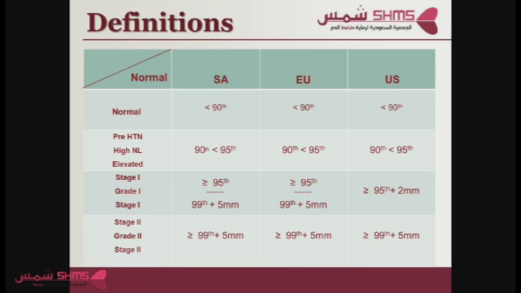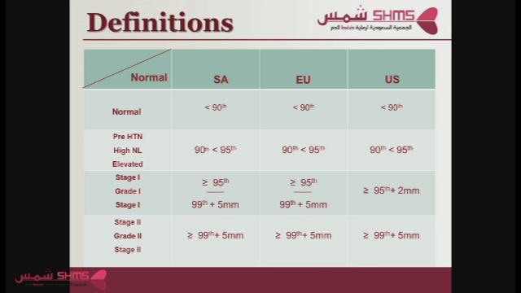So we will start, as usual, with definition. And I mean to put it because there is a big confusion in the terminology. We have polyterminology in different guidelines. In American, for example, they changed from pre-hypertension to high normal, European elevated, and in ours still we are putting pre-hypertension. The names are many, but the diagnosis is one.